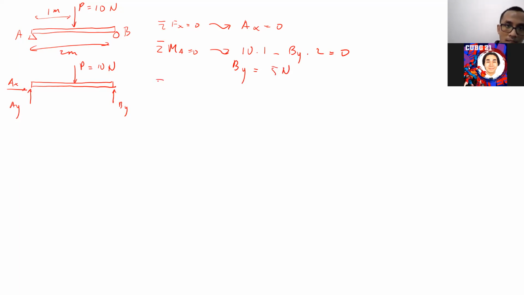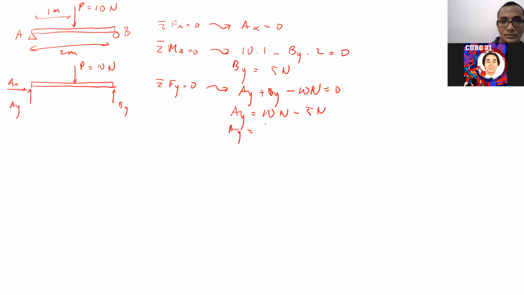And then lastly, we use sigma Fy equal to 0. What we will get here is Ay plus By minus 10 Newton is equal to 0. By here we know is 5 Newton. So we will get the value of Ay is equal to 10 Newton minus 5 Newton from By. So Ay is equal to 5 Newton.